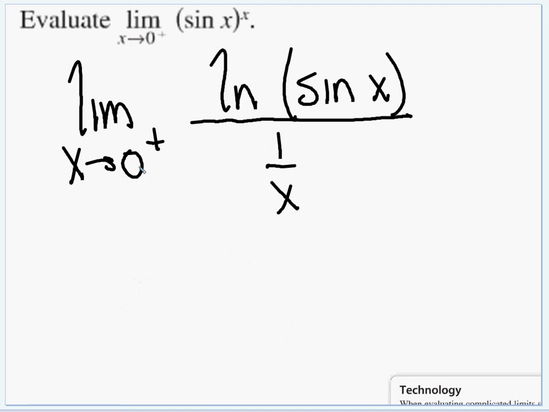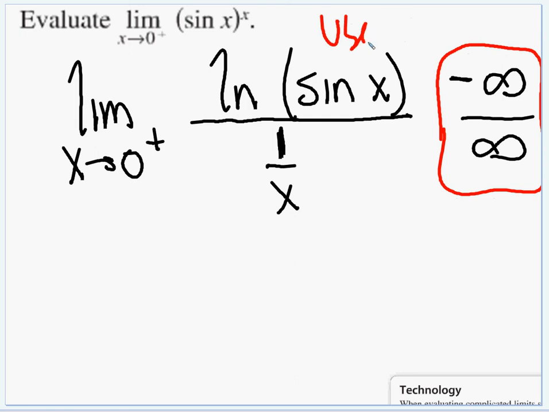So if we plug in 0, the sine of 0 is 0, the ln of 0 is still negative infinity. And as we approach 0 from the plus side, the denominator is getting infinitely small, not infinitely big. We're approaching 0, so 1 over x is going to get very, very big, heading to positive infinity. So any form of infinity over infinity, it doesn't matter where the positives and negatives are, means we can now apply L'Hopital's. We are in a form, use L'Hopital's, smiley face.